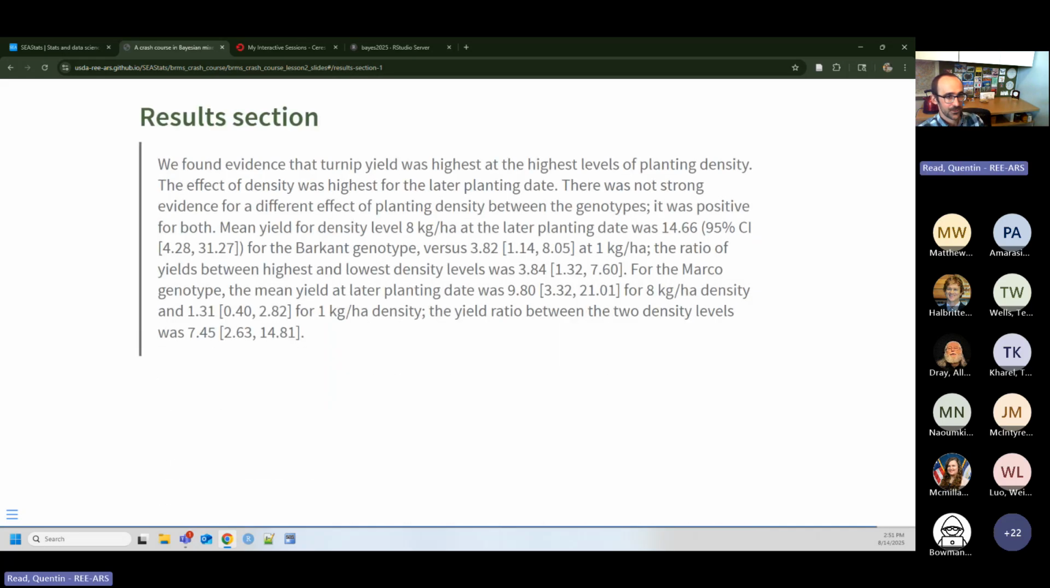And in the results, you could say things like, there was not strong evidence for a different effective planting density between the genotypes, right? You could refer to a table with that, and whenever you give effects, I usually like to give the credible interval in parentheses. Those are the predicted mean yields for a specific level of density and date and genotype. That's how I'd usually write it.